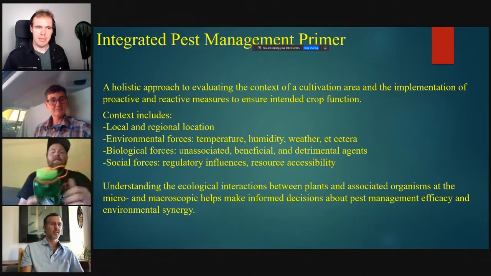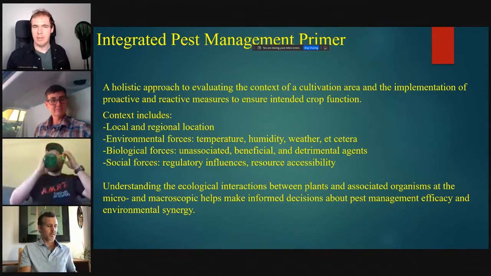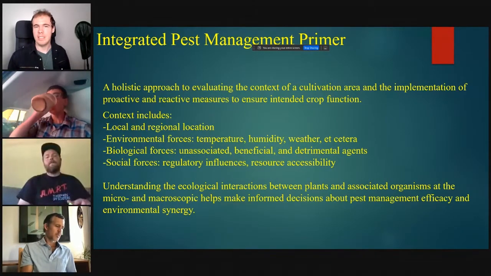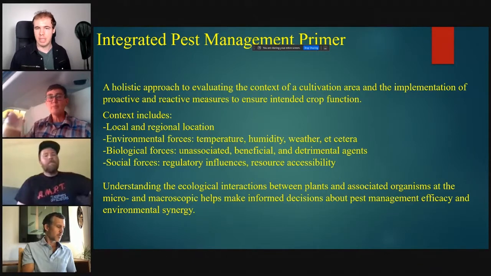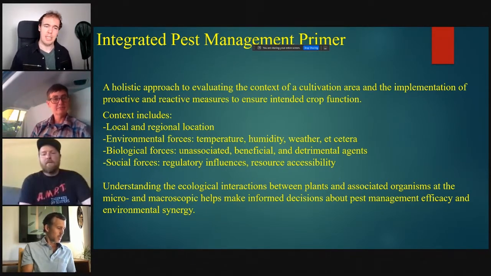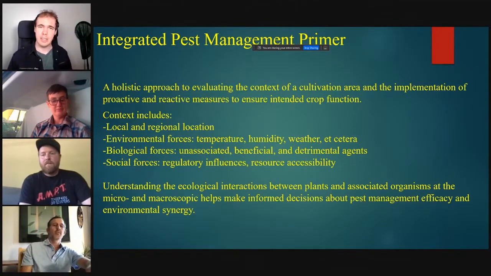So I wanted to start off by saying that IPM requires a frame of mind change for some people, and it's best approached in a holistic fashion, by which I mean you consider various aspects of your context, including things like your location, your local area, and your general area outside your cultivation space, which will influence your pest pressure, for example, among many other things. Various environmental forces like your weather patterns and things like that.